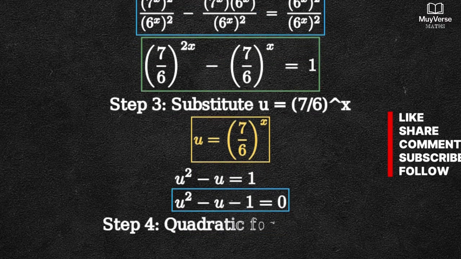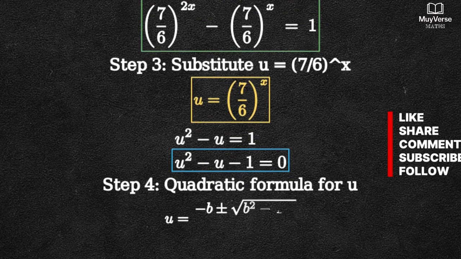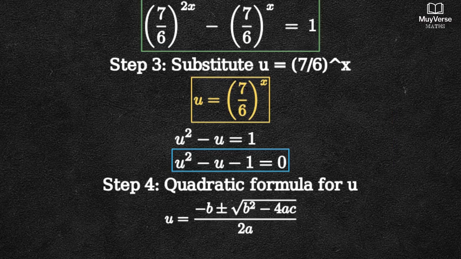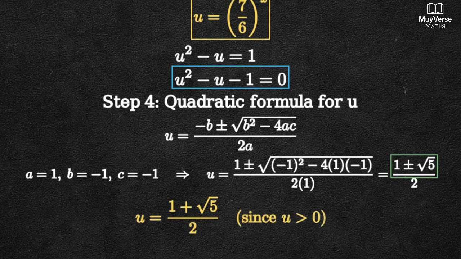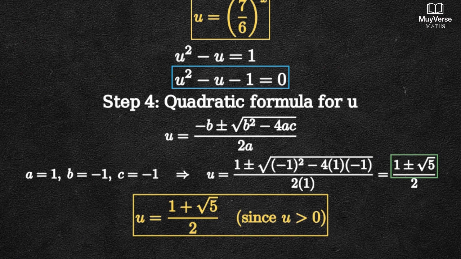Step 4. Solve the quadratic using the quadratic formula. u equals negative b plus or minus the square root of b² − 4ac, all over 2a. Here, a is 1, b is −1, and c is −1. That gives u equals (1 ± √5)/2. Because u equals (7/6)^x, u must be positive. So, we keep the positive root.